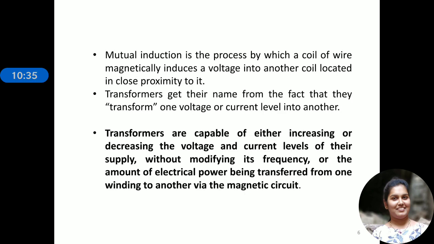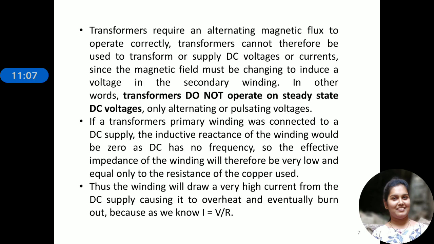Another point to be noted is that mutual induction is a process by which a coil of wire magnetically induces a voltage into another coil located close near it. Transformers get their name from the fact that they transform one voltage or current level to another. The other point to be noted here is that transformers are capable of either increasing or decreasing the current levels of the supply without modifying the frequency. This point is to be noted: without any change in the frequency.